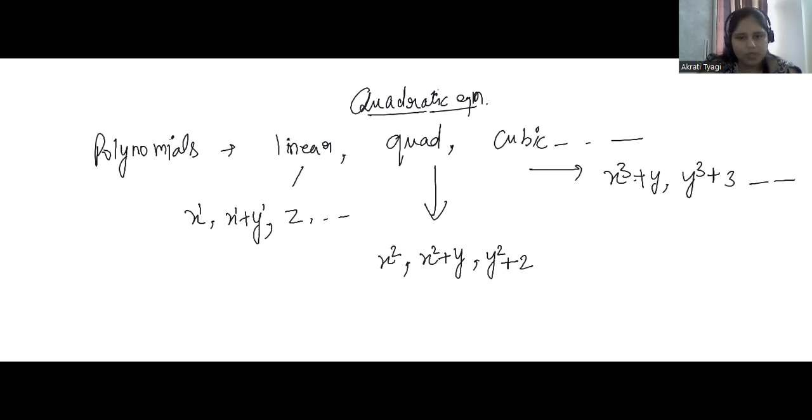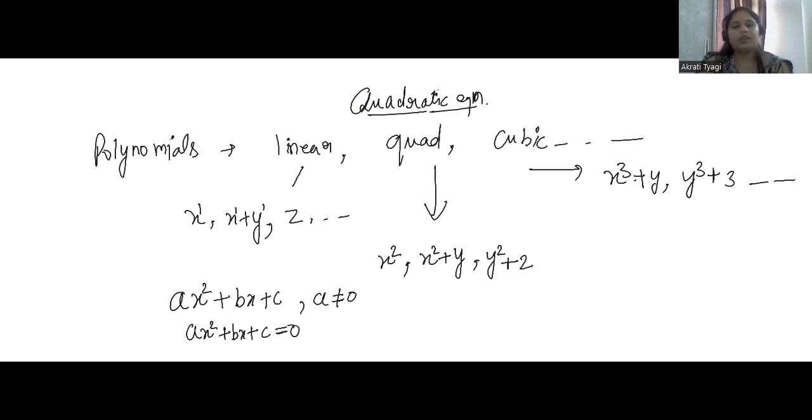Now what is a quadratic equation? A quadratic polynomial like ax square plus bx plus c, where a should not be equal to 0. When we equate this polynomial to 0, we get a quadratic equation, where a, b and c are real numbers and a should not be equal to 0.